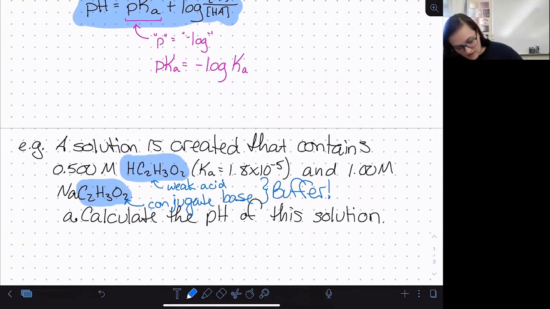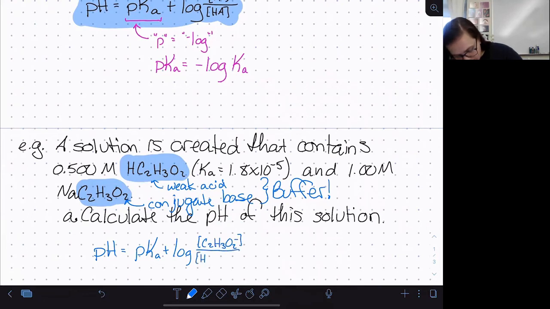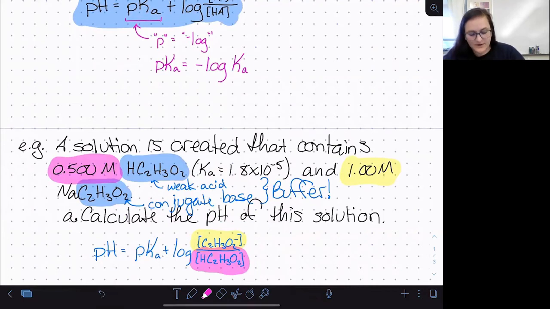So our Henderson-Hasselbalch equation: pH is equal to pKa plus the log of our base concentration, which is the acetate ion, over the acid concentration, which is the acetic acid. So our base and acid concentrations are given to us directly. So our acetate was 1 molar. Each unit of sodium acetate produces 1 acetate ion. So if we have 1 molar sodium acetate, we have 1 molar acetate as well. And our acid concentration was given to us as 0.5 molar.